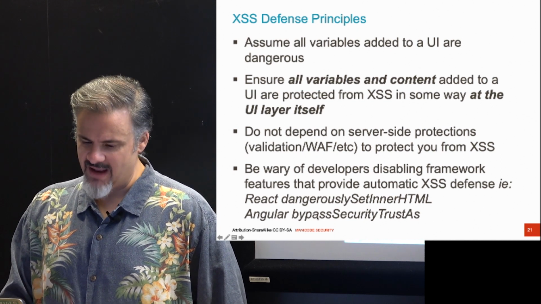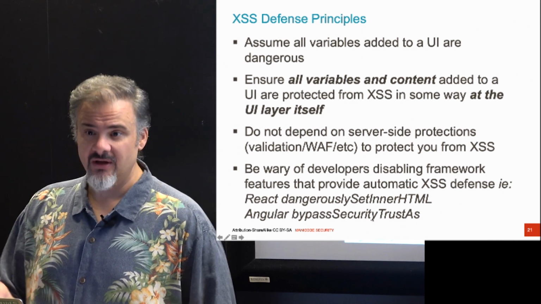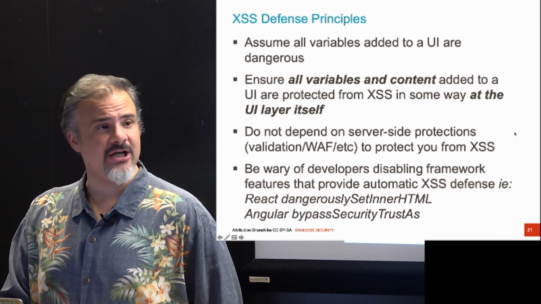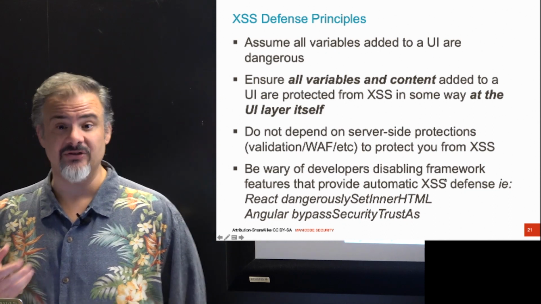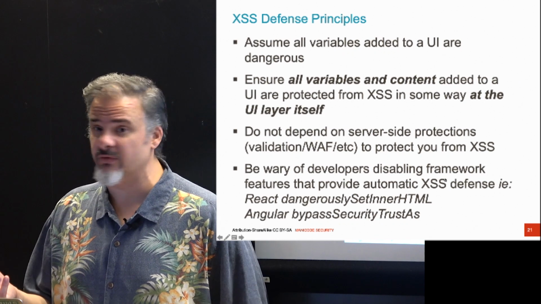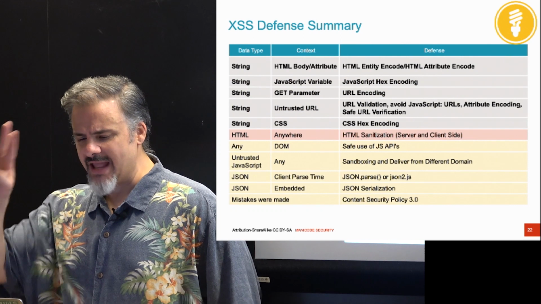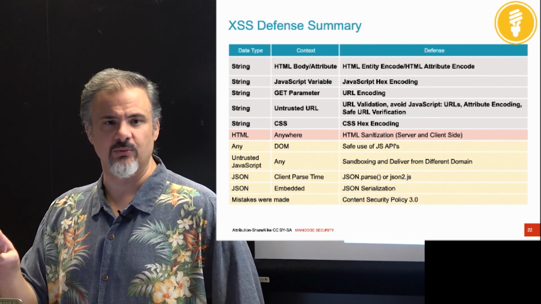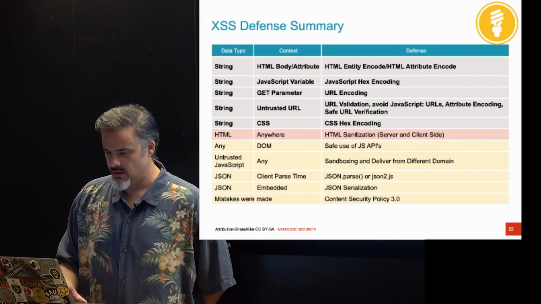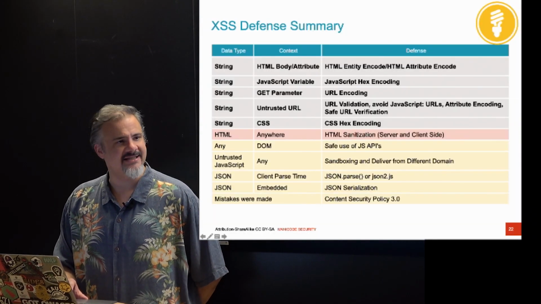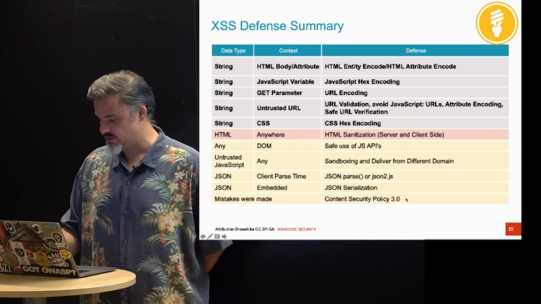In Angular, we have the function bypassSecurityTrustAs. This turns off Angular's automatic security protections. So whenever developers use one of these, it's usually a sign that they're disabling security that's built into a framework, and we should review it carefully for security. We're going to look at 3 different layers of defense, 4 actually. We'll look at escaping, HTML sanitization. We're going to look at DOM-based XSS and the safe use of JSON. We'll briefly mention content security policy as well.